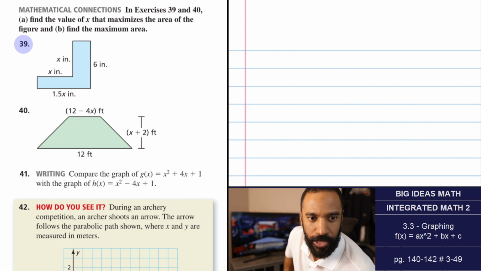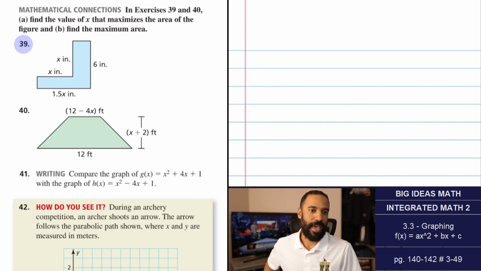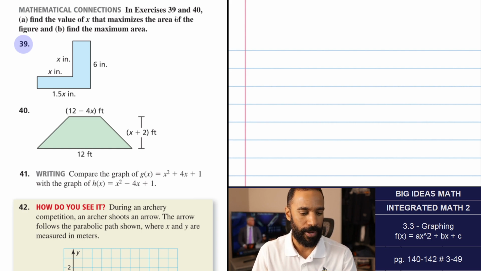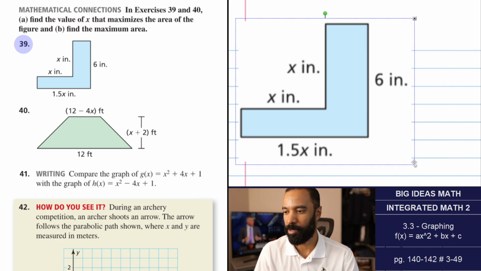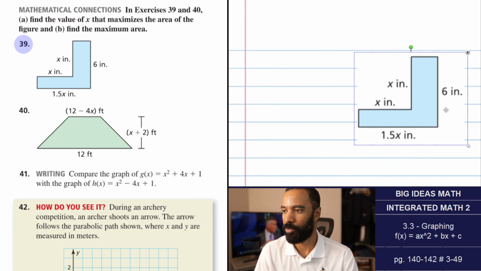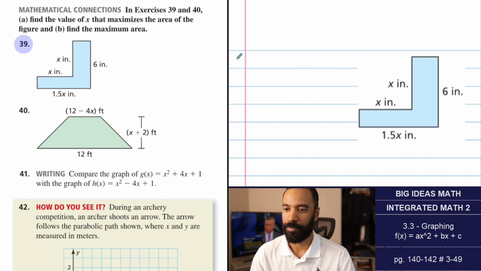In exercises 39 and 40, find the value of x that maximizes the area of the figure and find the maximum area. So we definitely have to work a little bit in these models from here on out. There's a lot to do on these guys. I'm going to copy and paste this in. You might have to draw it out if you're working on it. So let's see. Number 39.